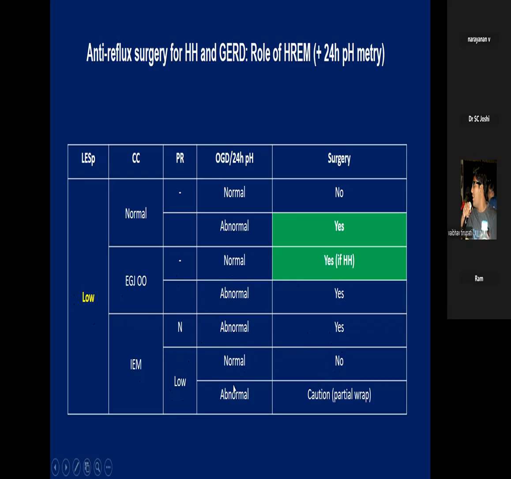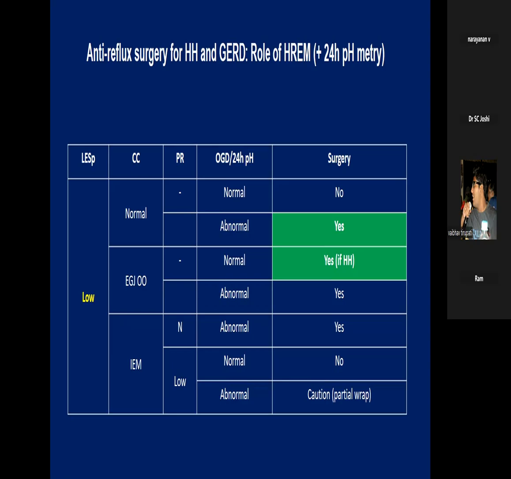And the last one is where the pH is also abnormal, LES pressure is also low, definitely consider surgery, but a partial one. So I thought I should add these slides, even though it is not part of the manometry talk, in case surgeons are there, how we can help them in deciding on how to go about surgery.